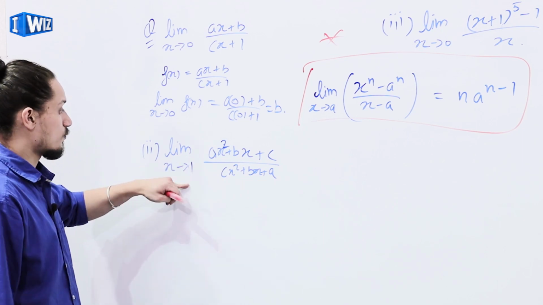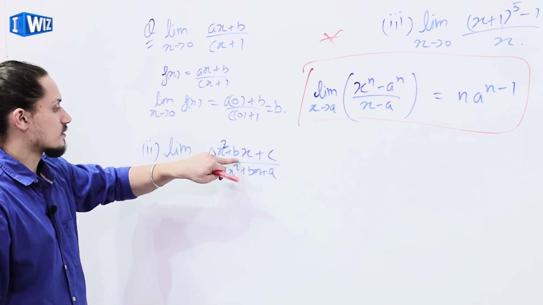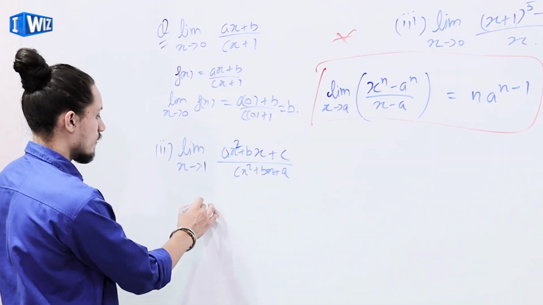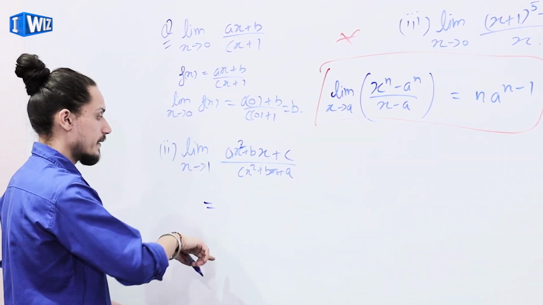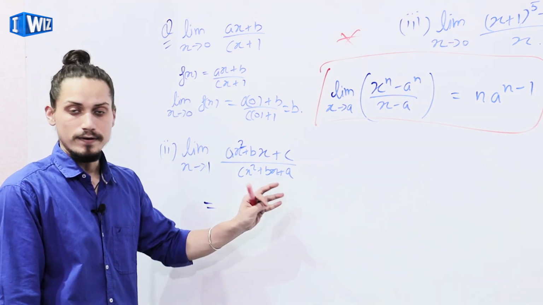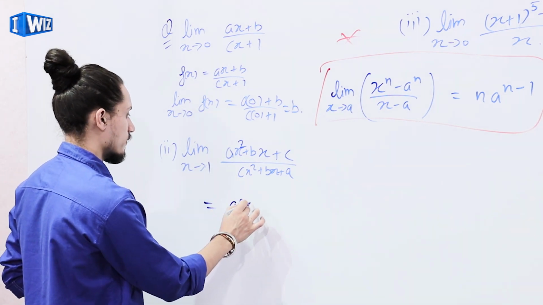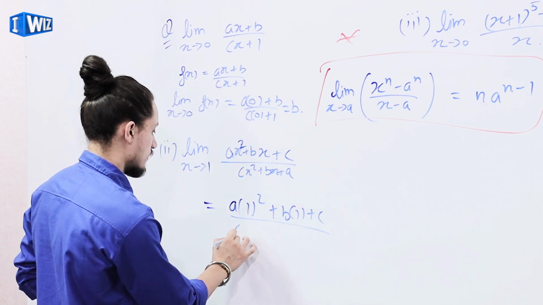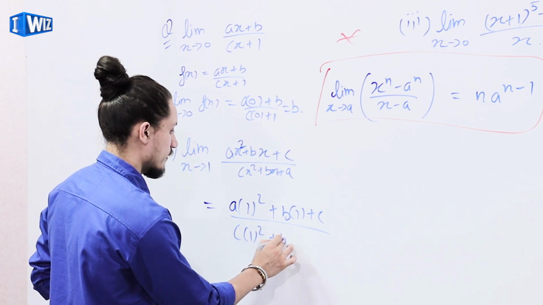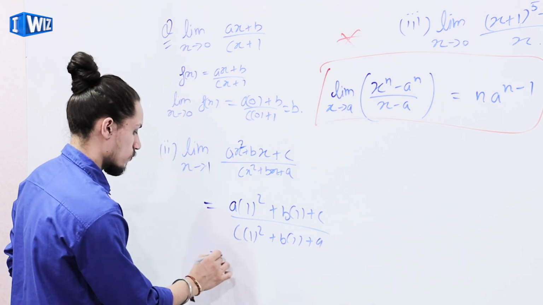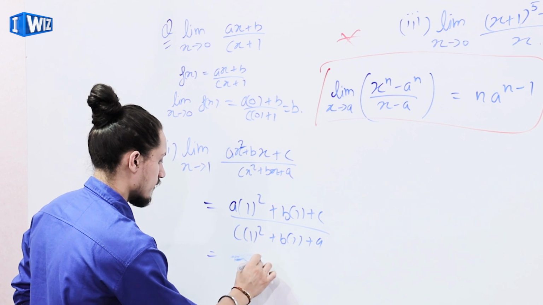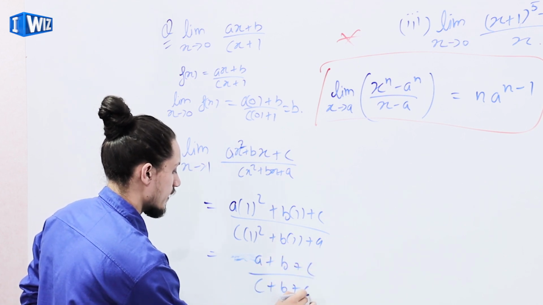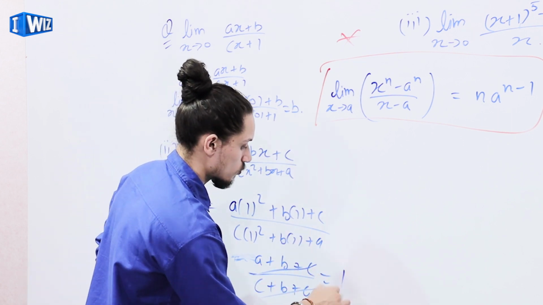Next one, limit x approaches 1, (ax² + bx + c) upon (cx² + bx + a). This is f of x, so the limit as x approaches 1 of f of x will be equal to a into 1 raised to power 2 plus b into 1 plus c, upon c into 1 raised to power 2 plus b into 1 plus a, which is equal to (a + b + c) upon (c + b + a), which will cancel out, which is equal to 1.